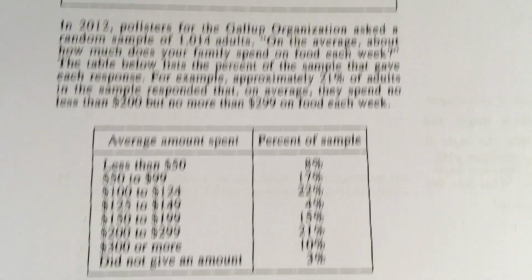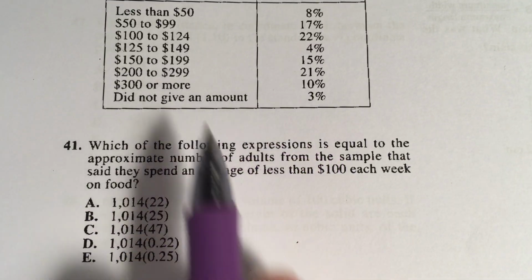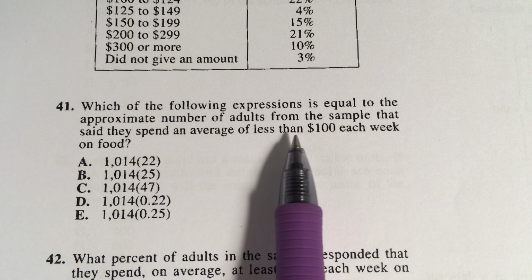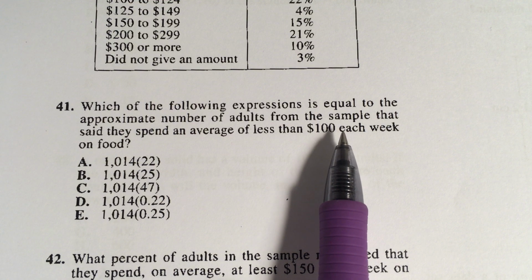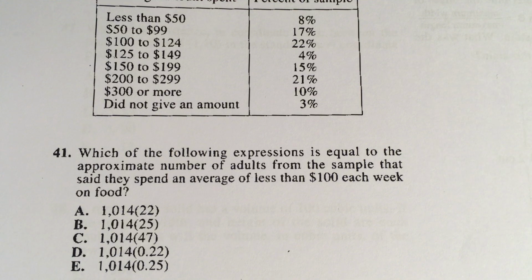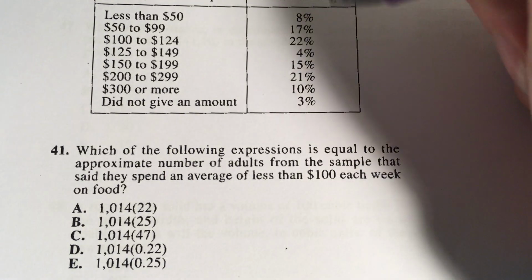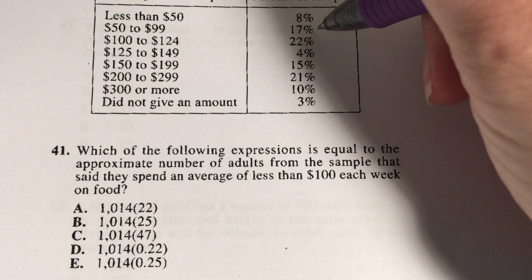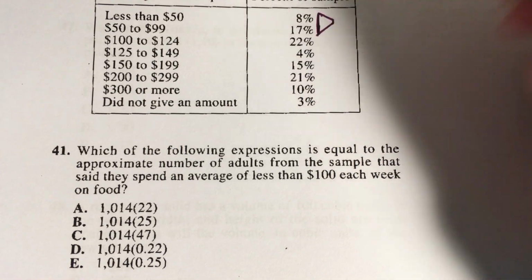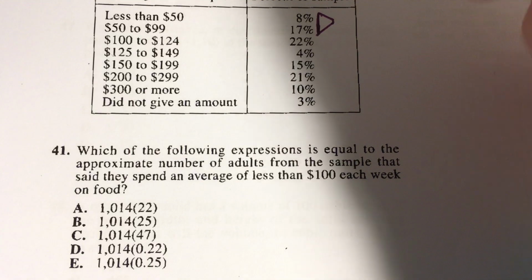Which of the following expressions is equal to the approximate number of adults from the sample that said they spend an average of less than $100 each week on food? So less than would be anything below $100. So 99, this one here, and that one there. Together, 8 and 17 make 25%.